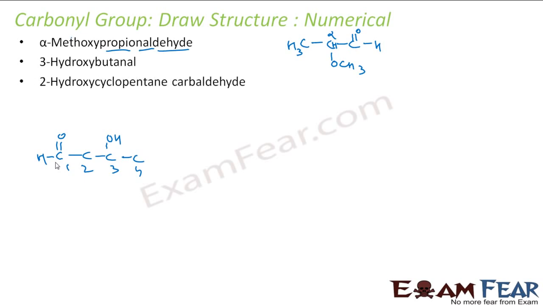The next is 2-hydroxycyclopentane carbaldehyde. So let me first draw cyclopentane. And let me number it. 1, 2, 3, 4, 5. At 2 I have hydroxy. Okay, done. 2-hydroxy is done. Cyclopentane is done. Carbaldehyde. So carbaldehyde, that means at 1 I should have the carbaldehyde. This is my structure.